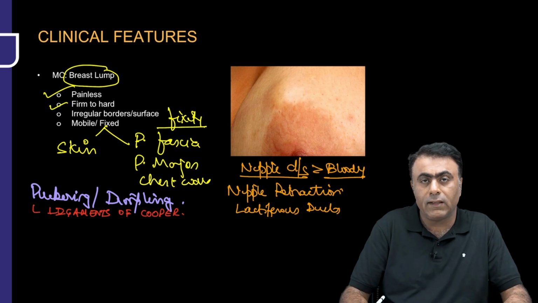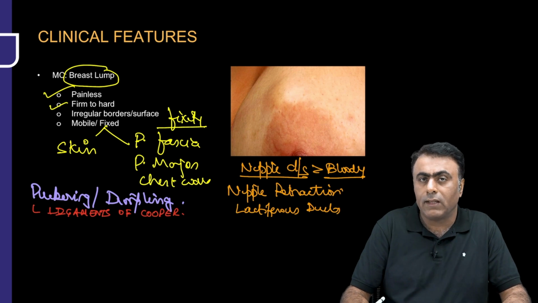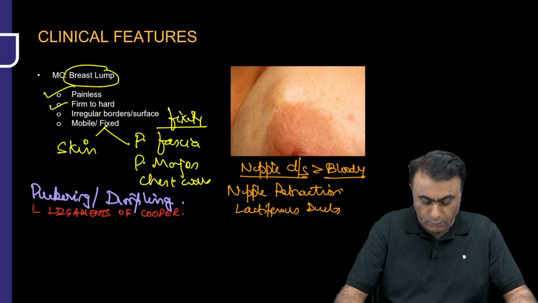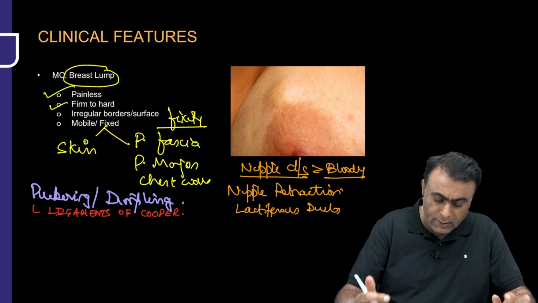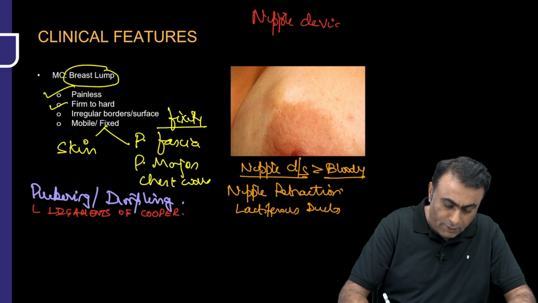Puckering can be seen even when the patient is sitting with the hands by the side, but dimpling will be better visualized only when the patient raises the hands above the head. So, that's an important clinical difference which we should know. Now, apart from this, there can be nipple deviation as well, because of the lump, because of the tumor.